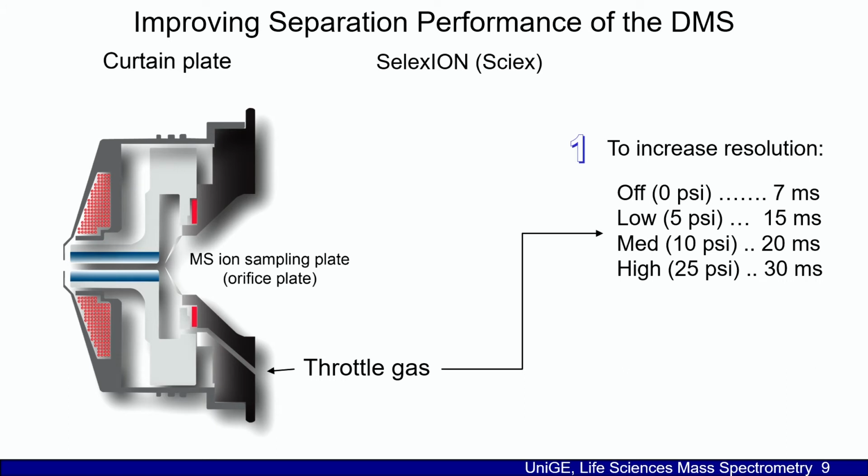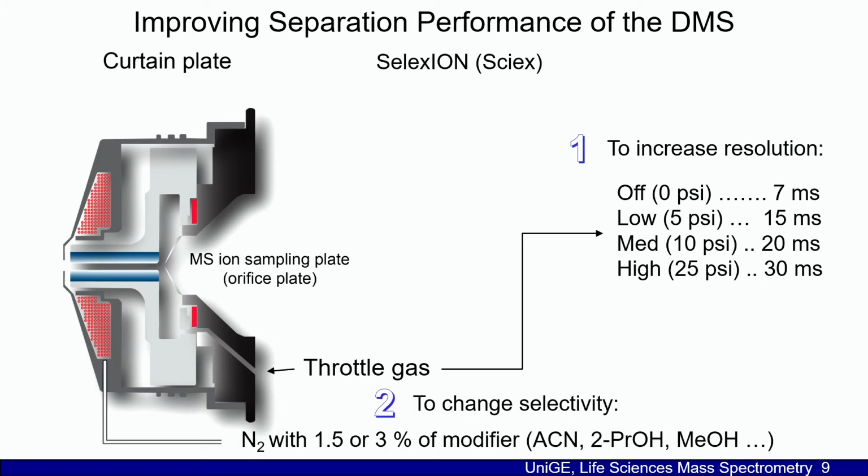One of the ways to improve the separation performance is to increase the resolution of DMS. That means increasing the residence time inside the cell by increasing the throttling gas to increase the pressure in that region, and then we are pushing the ions back so that they experience more cycles of high and low field, at the cost of transmission time, which goes from 7 milliseconds to 30. The other is to change selectivity by adding an organic solvent, like changing packing material for chromatography.